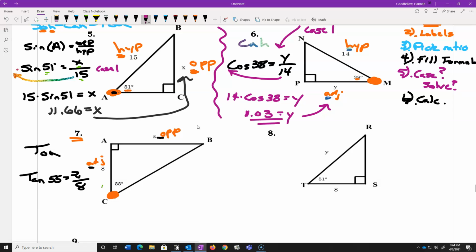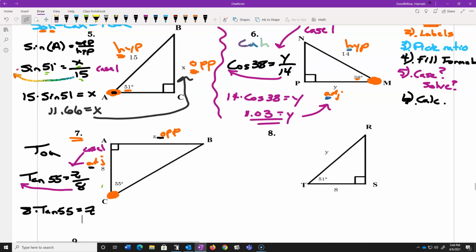Still, what case? Still in the top. I haven't changed that part yet. Case 1s. All right, I know how to do that. Move the 8 to the front and solve it. 8 times tangent of 55 is equal to Z.